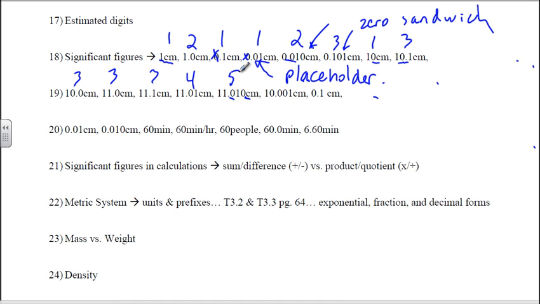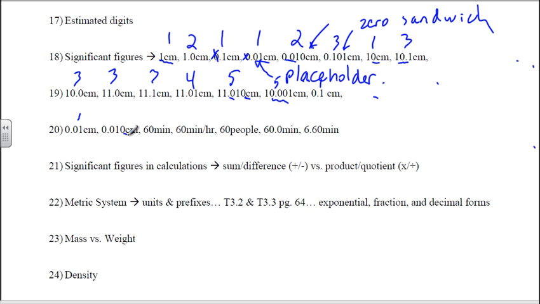10.001, big 0 sandwich right there. They all count. That has 1, 2, 3, 4, 5 significant figures. 0.1, seems like we had this already. Yep. 0.1 is just 1 sig fig. The 0.01, I think we had that one already. That is 1 significant figure.